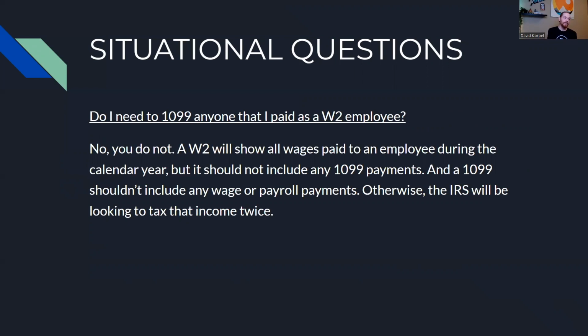Do I need to 1099 someone that was paid as a W-2 employee? Absolutely not. W-2 is for payroll wages paid to an employee during the calendar year, but it's not for any subcontractor or 1099 payments. Similarly, a 1099 shouldn't include any wage or payroll payments, because otherwise the IRS is going to be looking to tax that money twice.